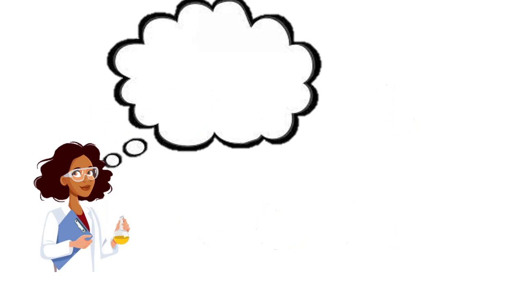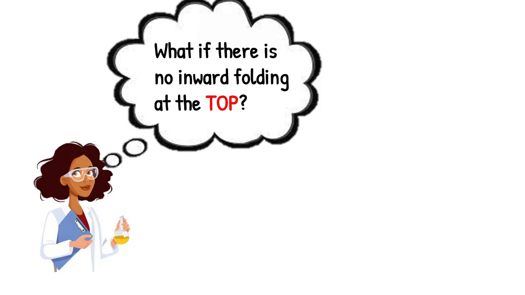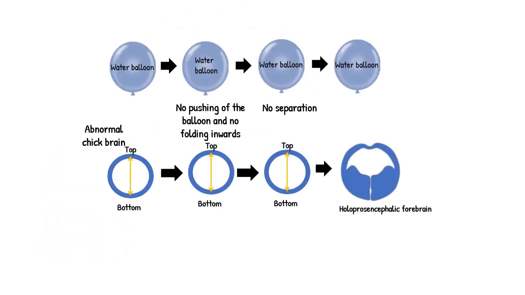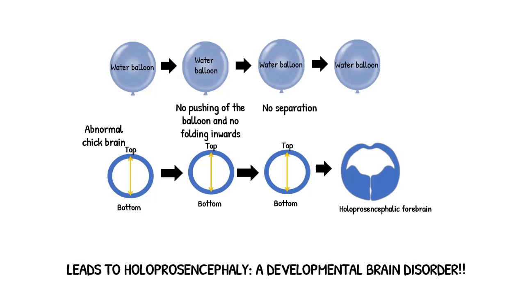An obvious question here is, what happens to the brain if the top doesn't fold inwards? In that case, a severe developmental brain disorder called holoprosencephaly occurs, and that is why it is important to study this inward folding process of the top of the brain.